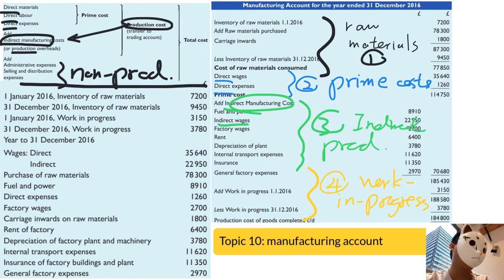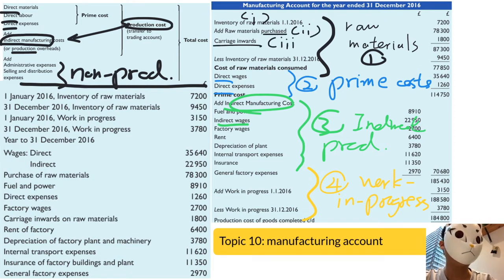So there are a total of 4 steps in the manufacturing account. Let's take a look at how we do it. First of all, we need to do the raw materials. We need to do the opening inventory, purchases, carriage inward, and minus the closing inventory. So there are 4 little steps you have to bear in mind: opening, purchases, carriage inward, and then minus the closing inventory.